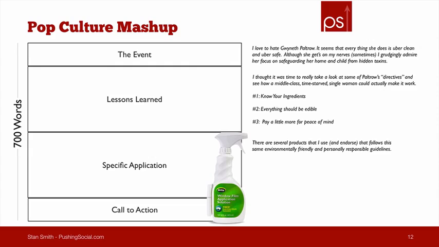So there are several products that I use and endorse that follow the same environmentally friendly and personally responsible guidelines, okay? And then you go ahead and outline that. And then you can kind of slip in there our product, Green Clean, can literally be added to a glass of lemonade. The lemonade will be a bit more sour, but it will still be 100% safe to drink. Okay, so it's kind of like using that aha wow factor, but also getting across and still making that connection between the product and what you've been talking about in the rest of the blog post.